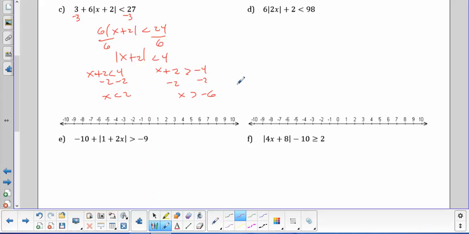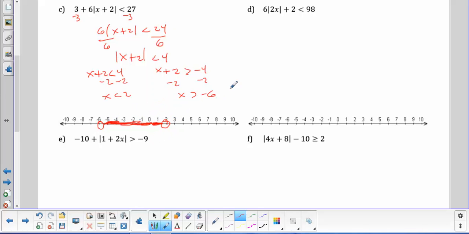Okay, we have x less than 2 and x greater than negative 6. Less than 2, open circle. Less than would be starting this way. Greater than negative 6, open circle, greater than. Once again, you can see what's going to happen. These two are going to join, so everything in between 2 and negative 6, but not including the values, is part of your solution, and that guy's finished.